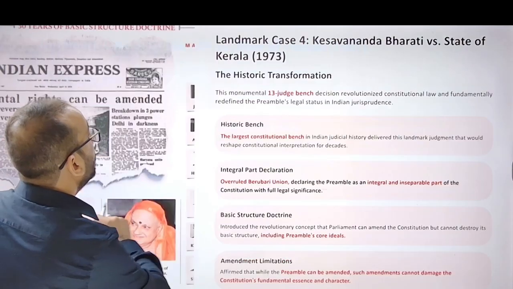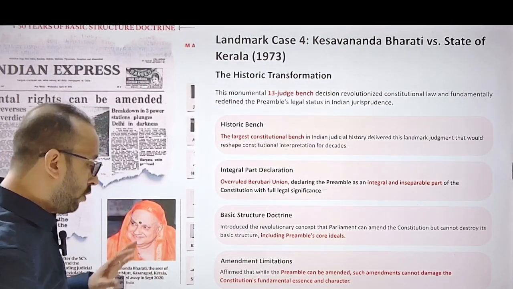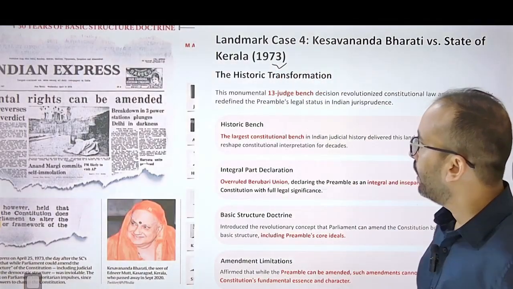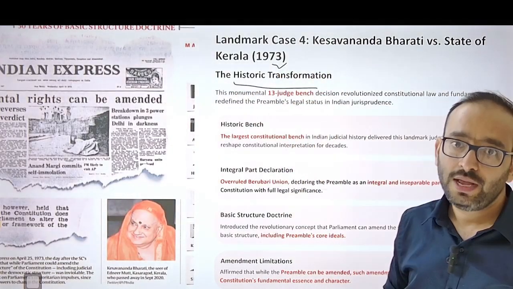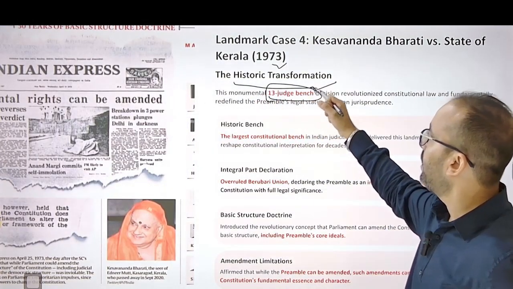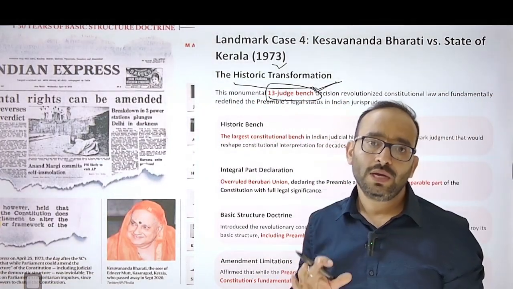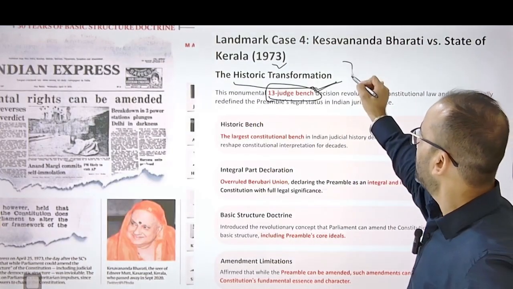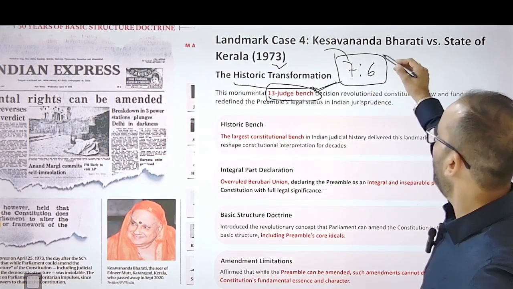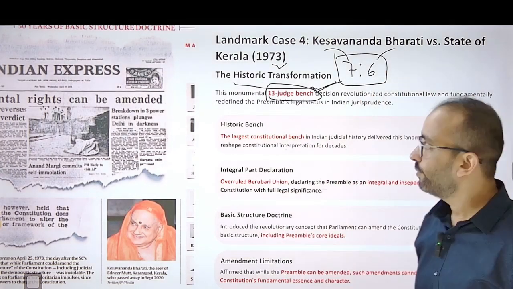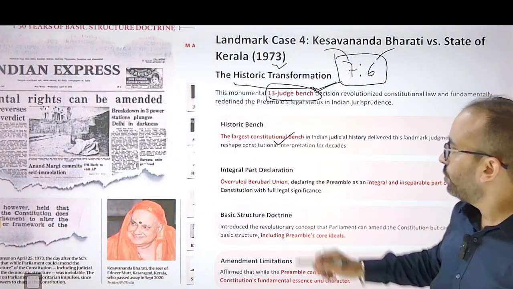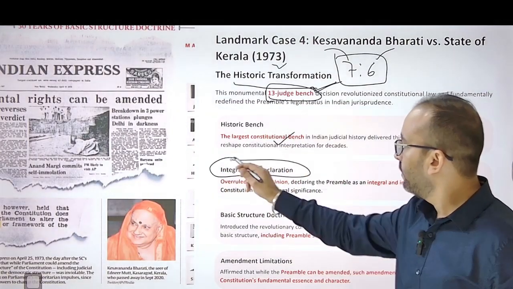Now, the most important judgment related to the preamble is Kesavananda Bharati versus the State of Kerala, 1973. So a historic transformation happened in this case. What happened? It was a 13-judge bench, the largest constitutional bench ever formed in India. The decision was given by a 7-6 majority, that is, seven members in the majority and the others had dissenting views. So it was a thin majority. Largest constitution bench. What was the decision?